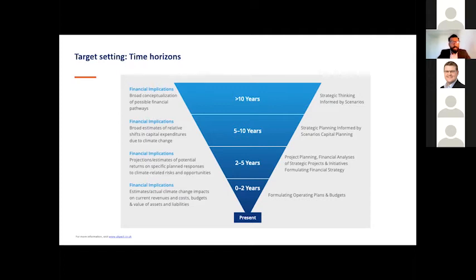Getting into the longer term aspects of your time horizons in the metrics and targets part, one should look at broad estimates of relative shifts in capital expenditures due to climate change, strategic planning informed by scenarios. And then for the longer term, it's important to have a broad conceptualization of possible financial pathways and strategic thinking informed by scenarios. And this is a nice segue into the next part of today's agenda, which is going to be talking about scenarios and scenario planning as suggested by the TCFD.